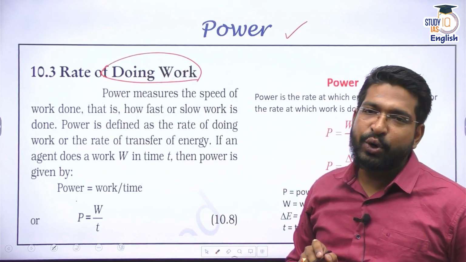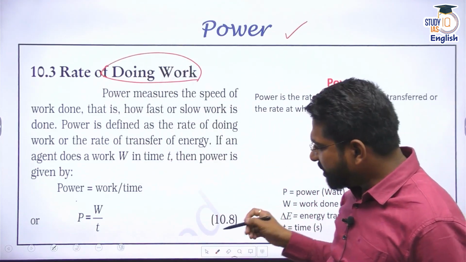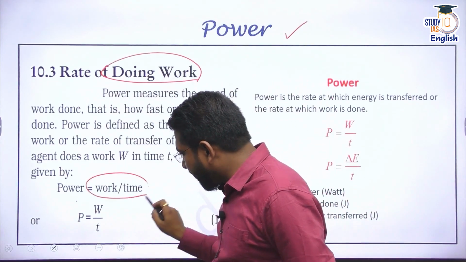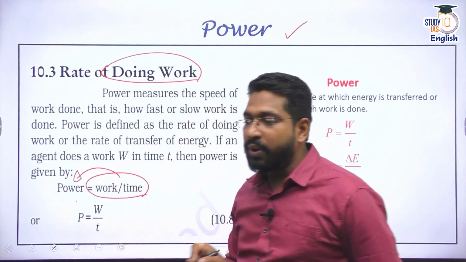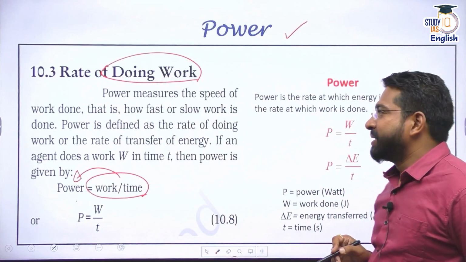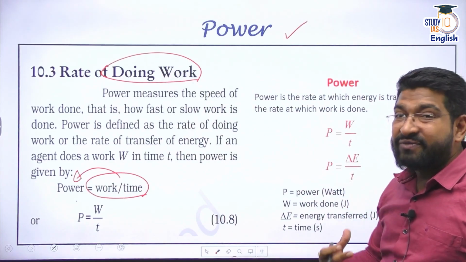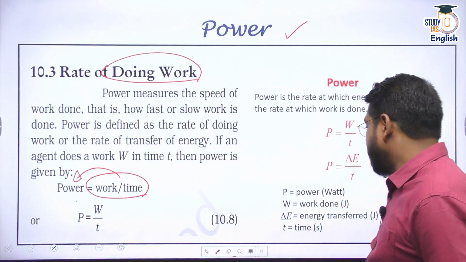Simply the rate of doing work. Meaning how much work are you doing in unit time? It defines your power. So power measures the speed with which the work is done. Now that is what we established.